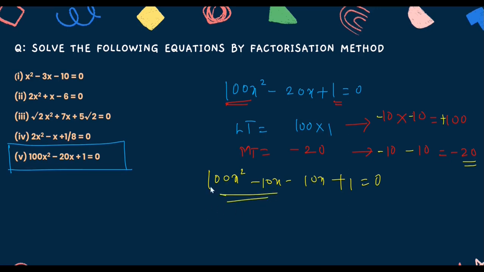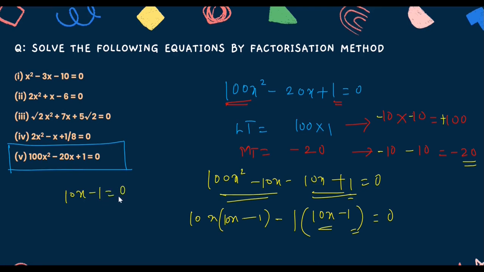Take a common here. 10 come in one table. Take 10 out, x out. Here 10x will remain and minus 1 will remain. Repeat this 10x minus 1. So when you repeat, you saw 10x, 10x, then 1, 1. No change, but sign has changed. Sign has changed, minus out. Nothing has changed, 1 out. So here also we have 10x minus 1 equal to 0. x equal to 1 by 10 twice.